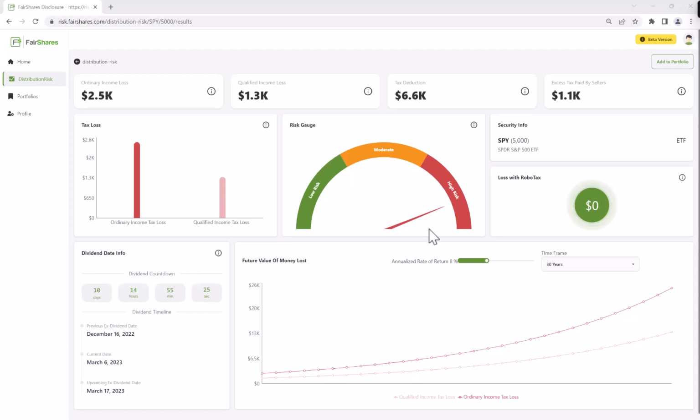Okay, so today we're gonna talk about this field right here, excess tax paid by sellers. So there's distribution risk for buyers, obviously, right? Because you're going to get this unnecessary tax bill. But there is also a scenario where sellers can also receive an unnecessary tax bill. And this is really a judgment call that needs to be made by the individual investor.